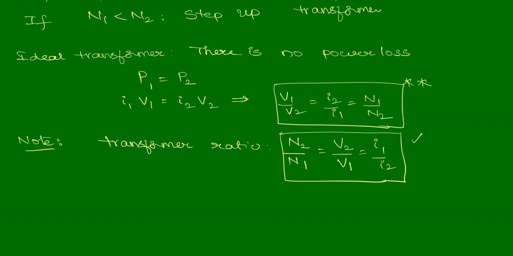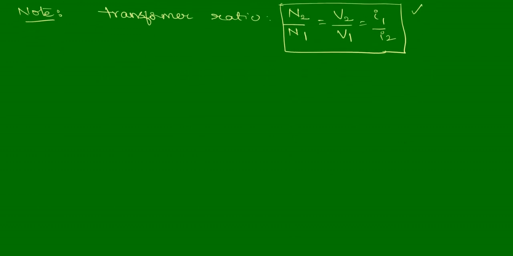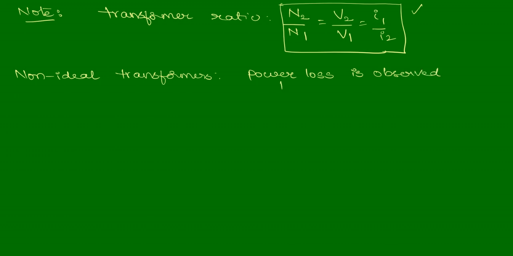And generally no transformer will be ideal. Definitely there will be some power loss because we are using coils made up of copper. So for non-ideal transformers, some power loss is observed. It can be due to the coil wire or the ferromagnetic core.